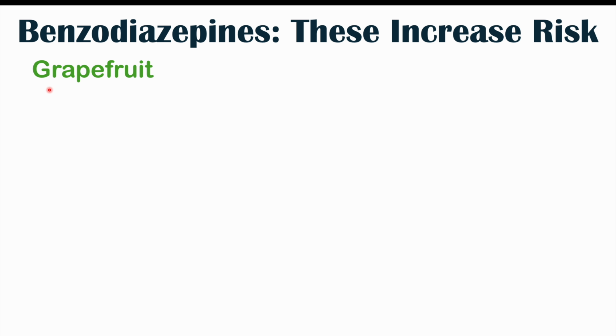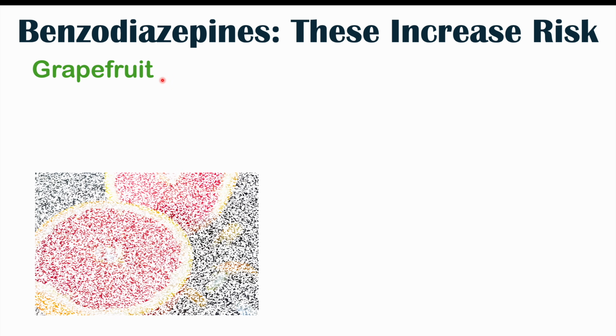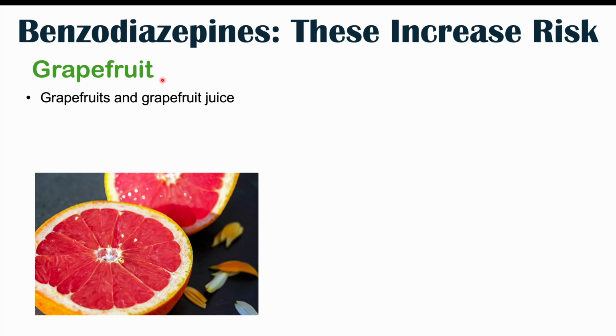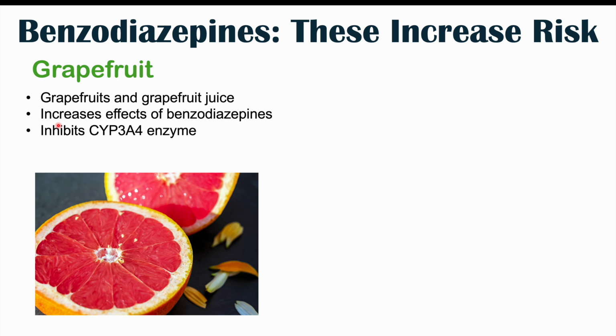Other things we should avoid taking when using benzodiazepines are grapefruit or grapefruit juice. This is going to often be a food that is known to have multiple interactions with other medications. So if we're taking grapefruit or grapefruit juice, this increases the effects of benzodiazepines through its ability to inhibit CYP3A4 enzyme.